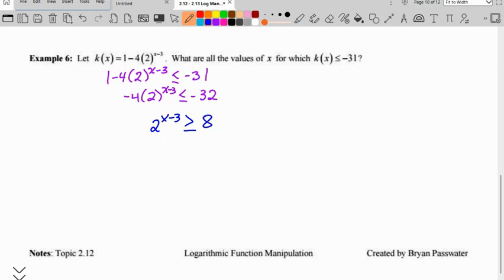And then I'm like, this is an exponential and it's an easy one. I can actually rewrite this with a common base. So I'm going to do that. So 2 to the x minus 3 has to be greater than or equal to 2 cubed. So if 2 to the x minus 3 is greater than or equal to 2 cubed, what does that mean? It means x minus 3 has to be greater than or equal to 3. Add 3 to both sides, and I get x has to be greater than or equal to 6. It's an exponential, so it doesn't have any restrictions, so we are good to go.